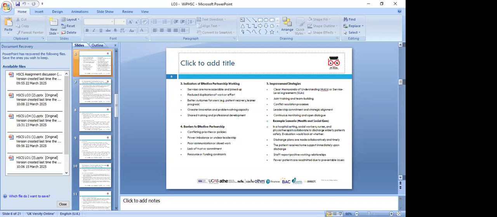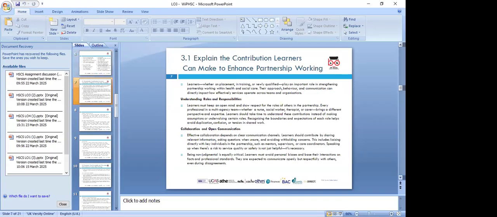If I have to look into improvement strategies: clear memorandum of understanding or service level agreements, joint training and team building, conflict resolution process, leadership commitment and strategic alignment, continuous monitoring and open dialogue. We have an example scenario in health and social care, in a hospital setting, with social workers, nurses, and all these are things that we need to look into.